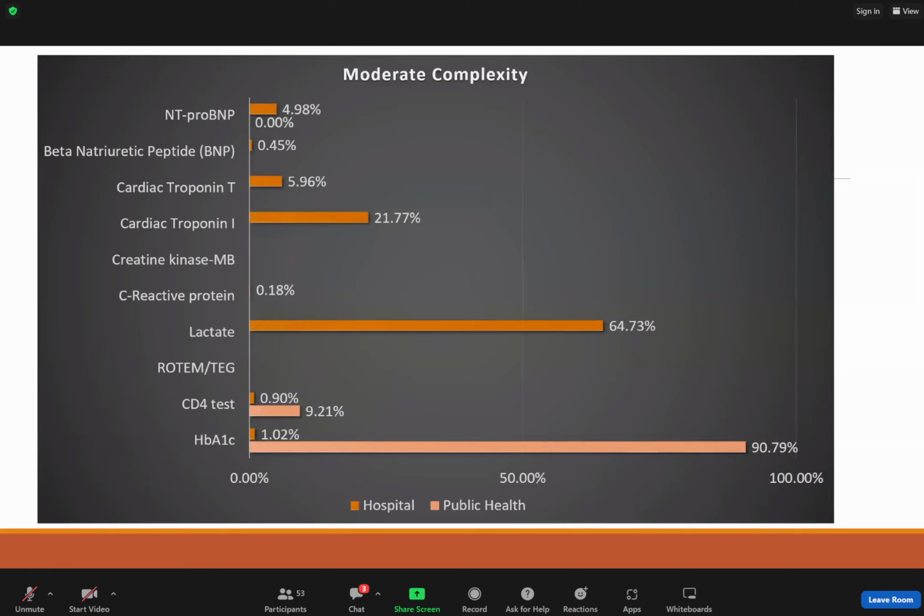Next, for moderate complexity, we can see here we have ROTEM and CD4 test. The bottom bar is actually for public health. CD4 is mainly used in public health. ROTEM, I think we don't have yet, but it's coming soon in our cardio center, Serdang.